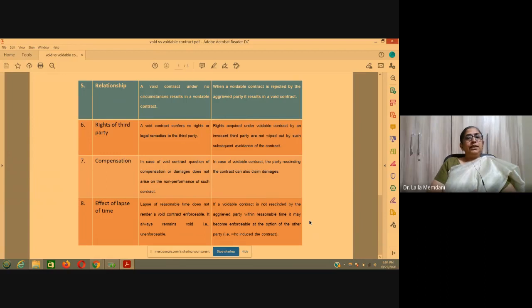Lapse of reasonable time does not render a void contract enforceable. There is the law of limitation, so after a certain period of time, it doesn't become enforceable. But in case of a voidable contract, there is also the law of limitation. That is, if the aggrieved party doesn't exercise its right of making the contract voidable, it loses its right, and then the contract will be valid after that.